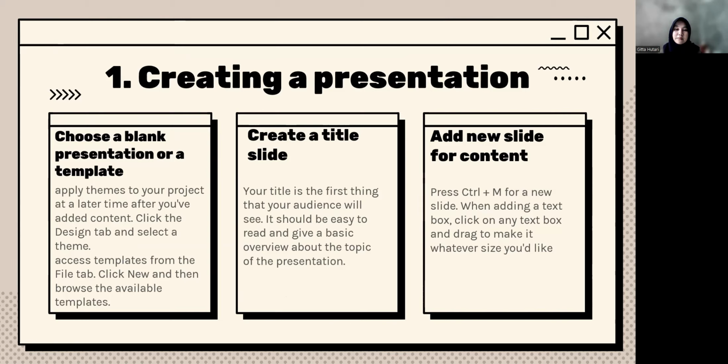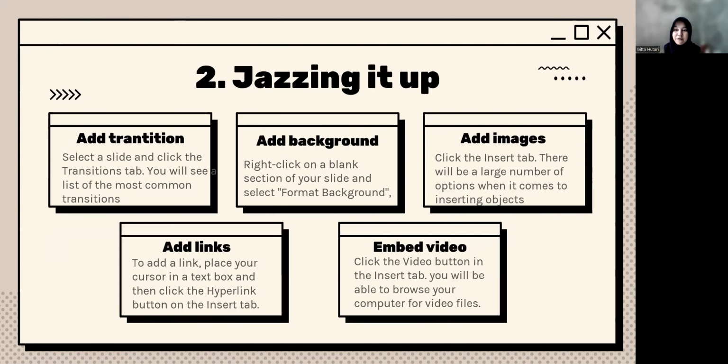And the second is create a title. For a presentation, the title is the first thing that the audience will see. It should be easy to read and give a basic overview about the topic of the presentation. And the third is add a new slide for content. You can press Ctrl+M for a new slide, and when adding a text box, click on any text box and drag to make it whatever size you like.